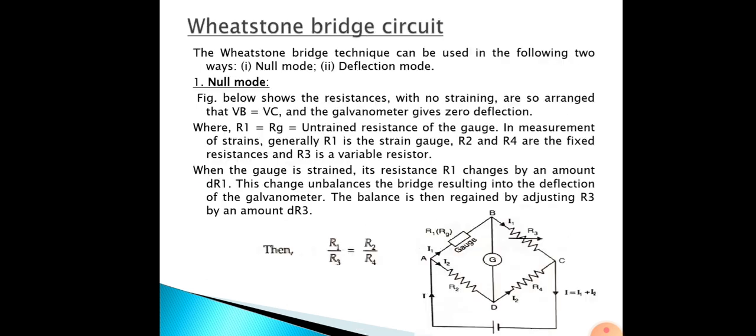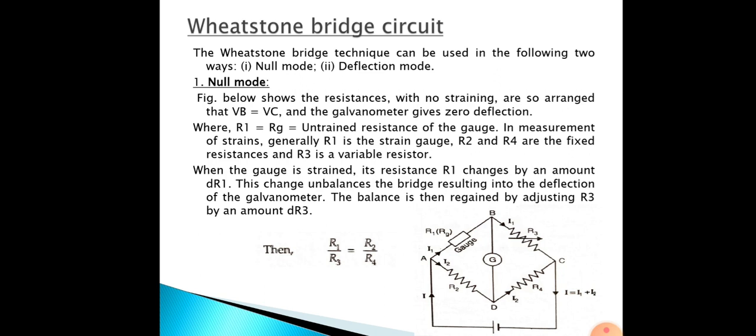Okay, the next one is Wheatstone bridge circuit. This Wheatstone bridge circuit technique can be used in the following ways. One is null mode and another one is deflection mode. Here in the diagram we will be seeing the null mode. The resistances with no strain are so arranged that VB will be equal to what? VC. Then here the galvanometer gives zero deflection. When VB equals VC, what will happen? The galvanometer will show zero deflection.